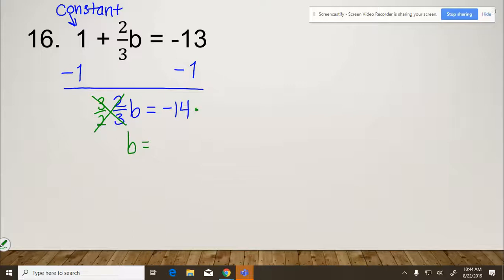And then multiplying by 3 over 2 on the opposite side as well. Remember, you're going to divide by the denominator and multiply by the numerator. Negative 14 divided by 2 is negative 7. Negative 7 times 3 is negative 21. Final answer.